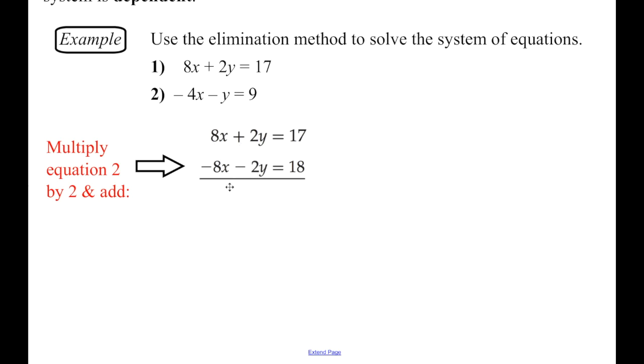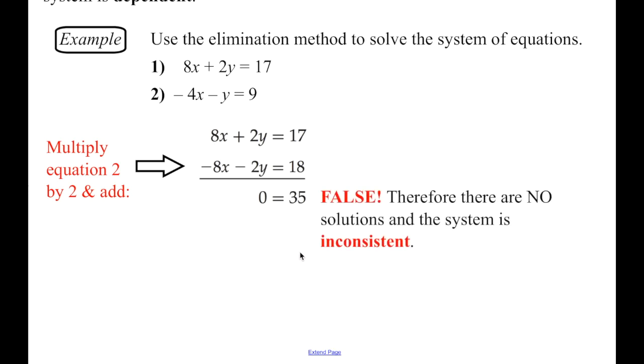And when I add the equations together, both of my variables drop out on the left-hand side. And I get 0 is equal to 35. Well, that's a false statement. Since that's a false statement, there are no solutions, and the system is inconsistent. So that's an example of what would happen when your variables drop out. Now, if I had 0 equals 0, that would be consistent and dependent.